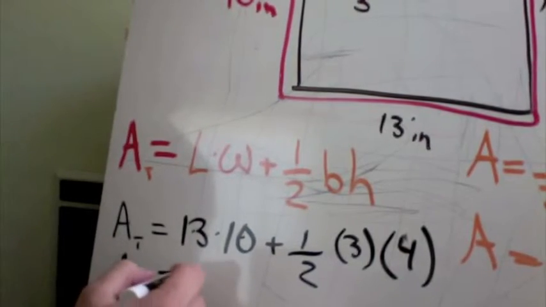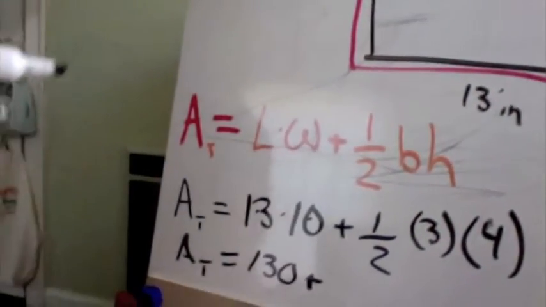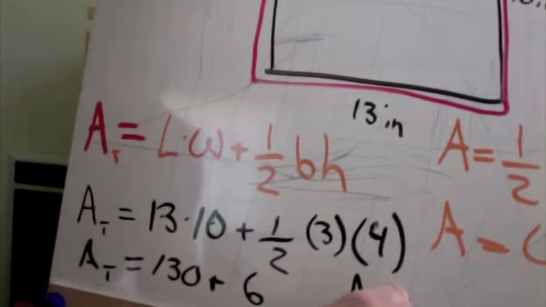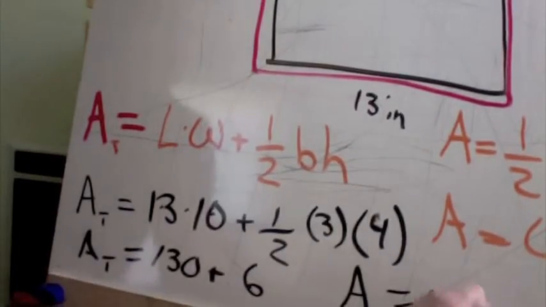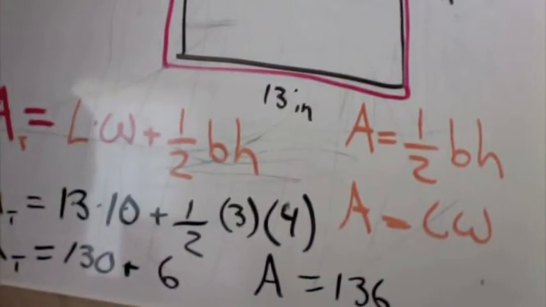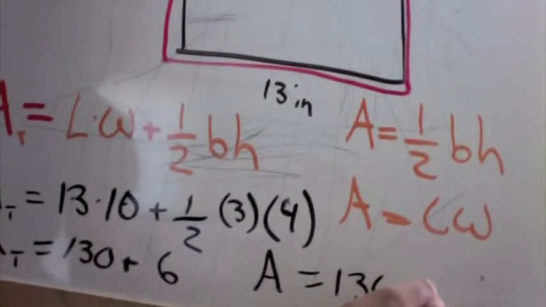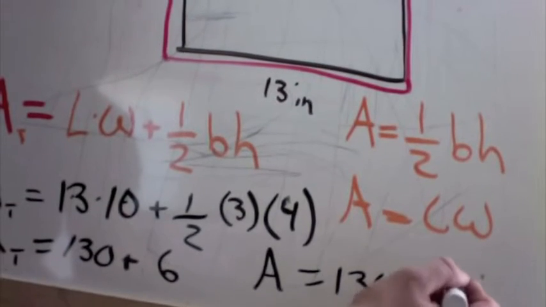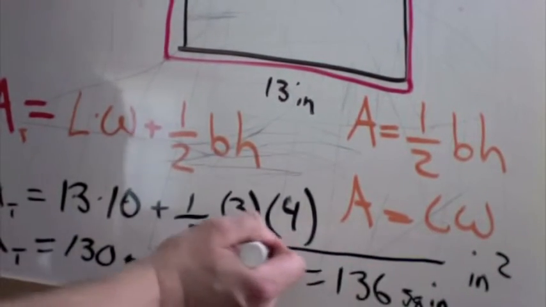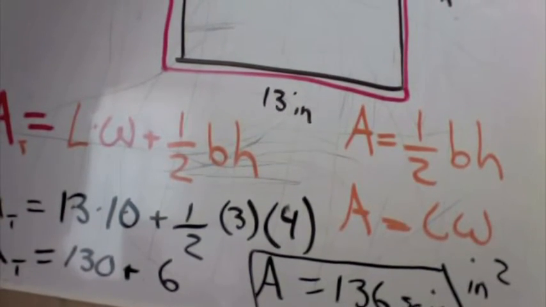13 times 10 is 130. 1/2 times 3 times 4, that would be 6. So the area equals 136. Now here's the important part, units. Since we're talking about area, we're talking about square units. And we're in inches, so this would be square inches. Or you could put inches squared, which is the way that I prefer to do it, but again, we're not quite there. Okay?